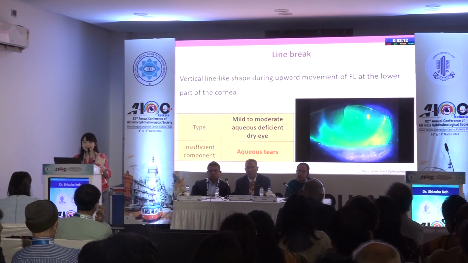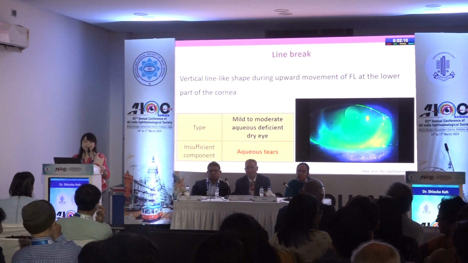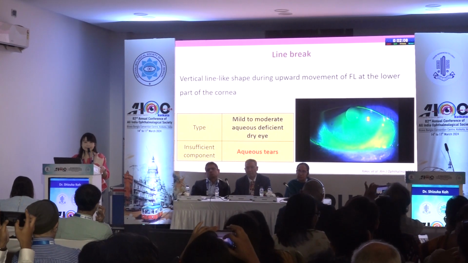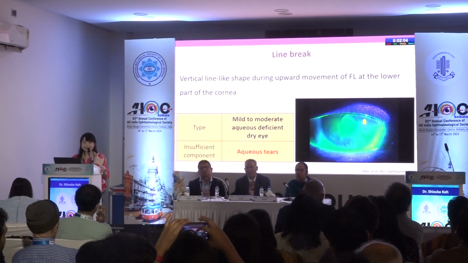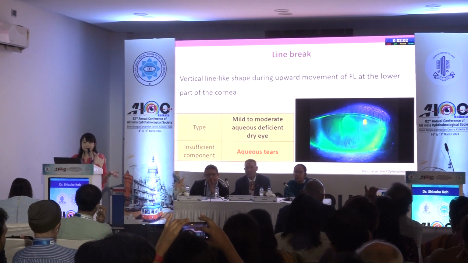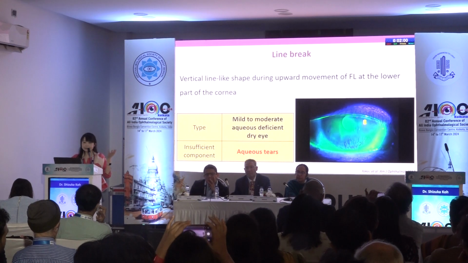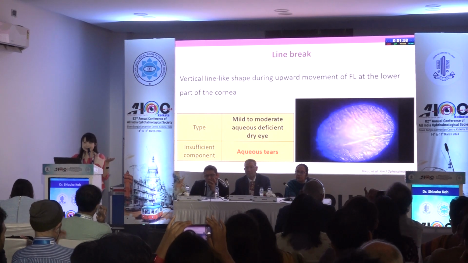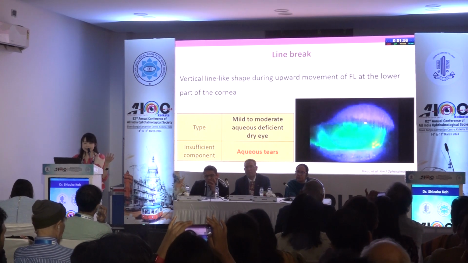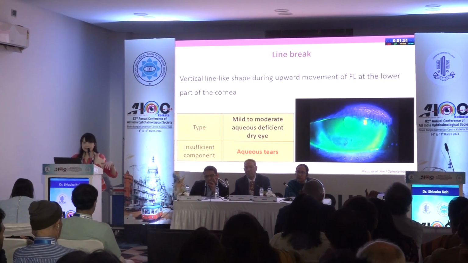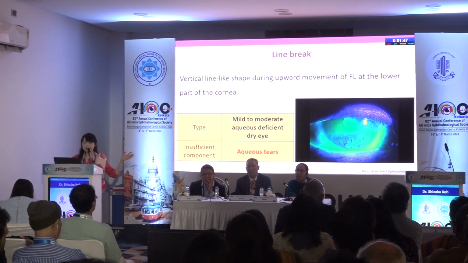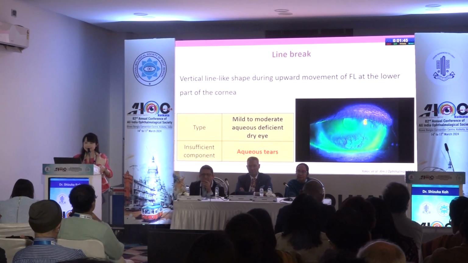So this is the line break. This is a mild to moderate aqueous deficient dry eye. The insufficient component is aqueous tears. You can see a vertical line-like shape during upward movement of fluorescein in the lower part of the cornea. Unlike the area break, right after the blink there is nothing, but you can see the vertical line break in the lower part of the cornea.